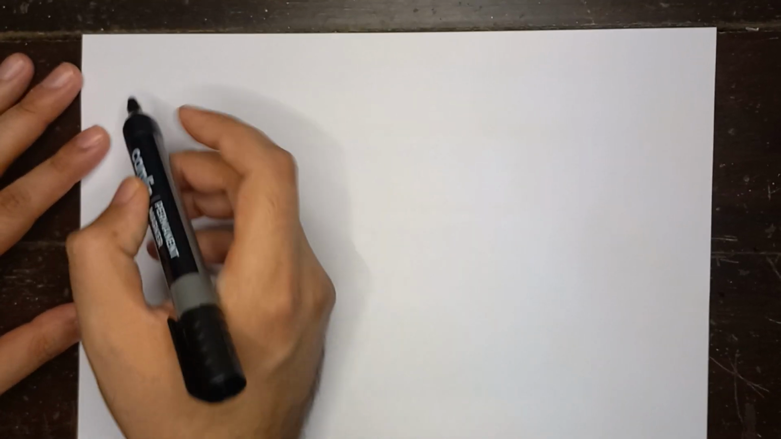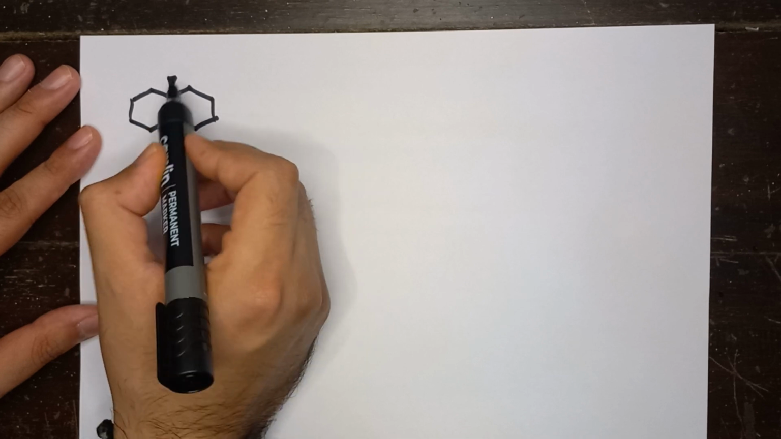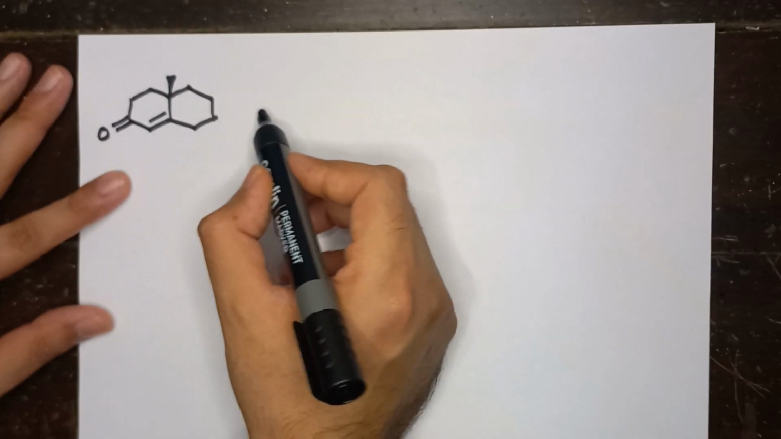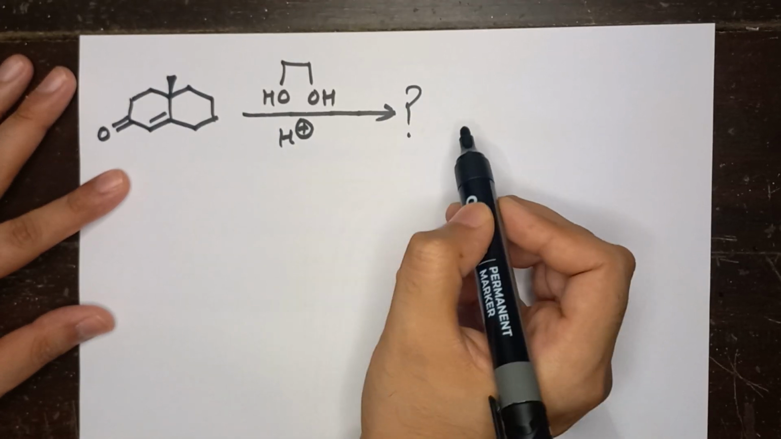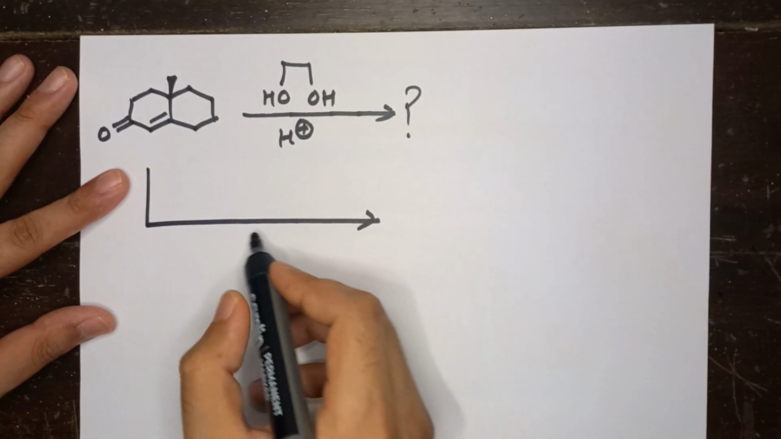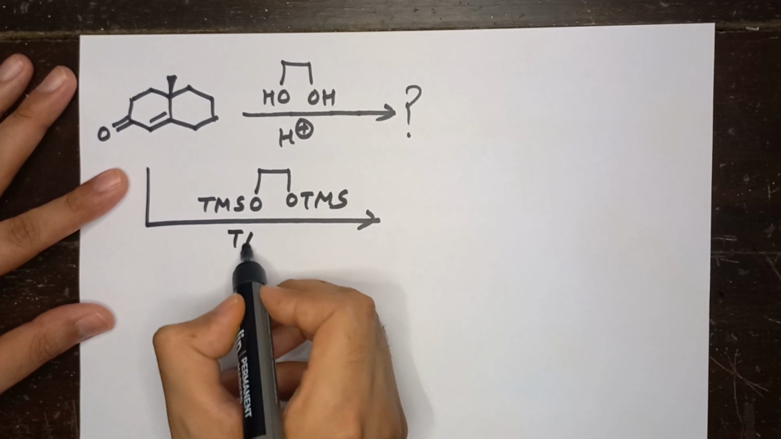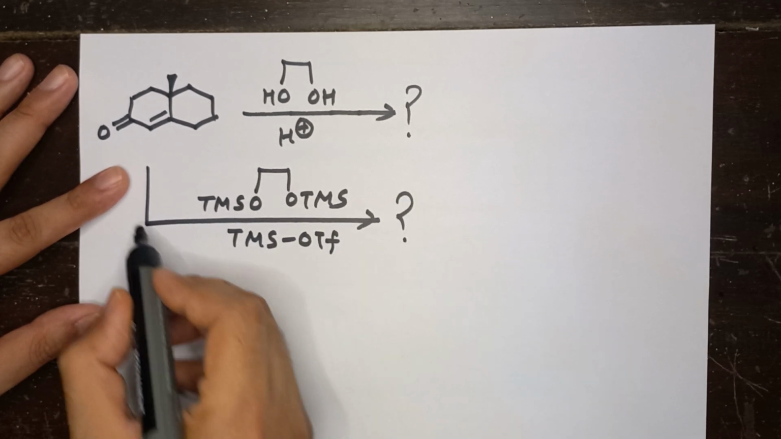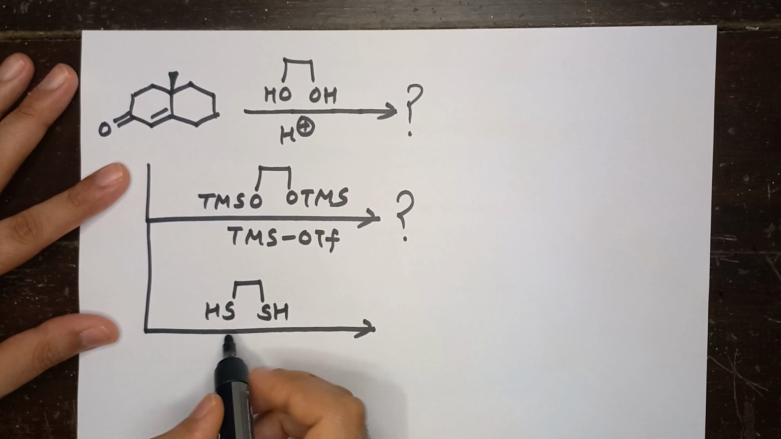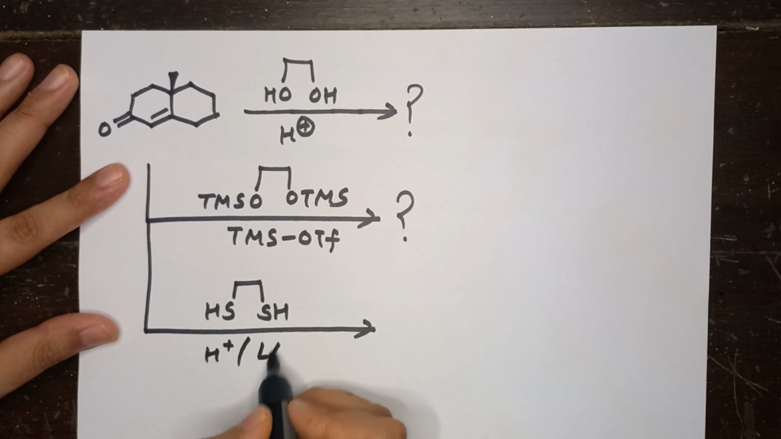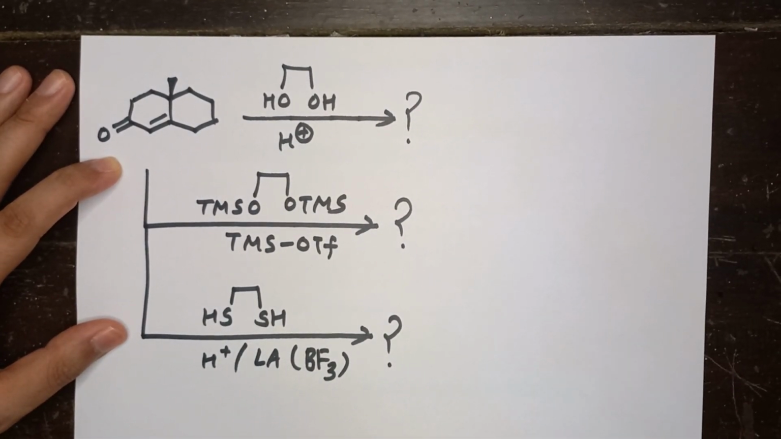Okay, so here is a set of questions. My starting material is this one. Here we have a carbonyl and I'm reacting it with a diol in the presence of H plus ion. I'm getting something; you have to find out what the product is. In the next step, in a different kind of reaction, I'm using this particular reagent and I'm getting a product. In the third set of reaction, we are using a thiol system in the presence of acid, or you can use a Lewis acid like BF3. So what is the product? Feel free to pause the video and draw the product for all three different reactions.